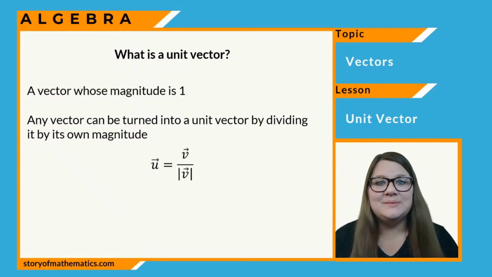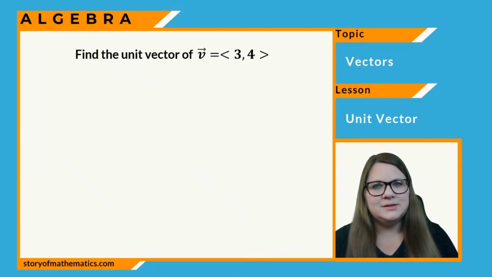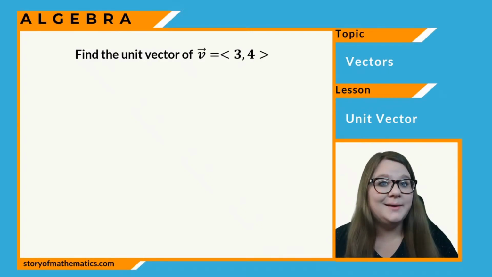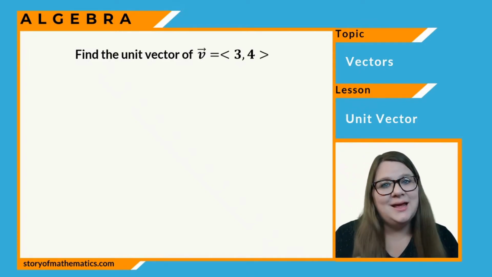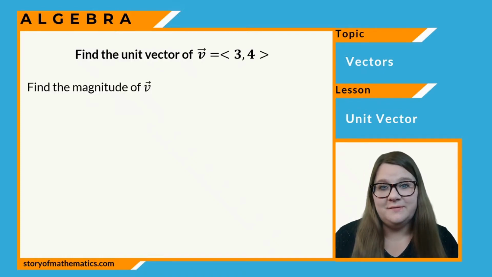So that might look something like this, where u is the unit vector, and that's equal to the vector v divided by the magnitude of v. So let's say I want to find the unit vector that is going to go with v equals 3, 4. So really, I'm looking for a vector of length 1 that goes in the same direction as 3, 4. So to do that, I'm going to find the magnitude of v first.